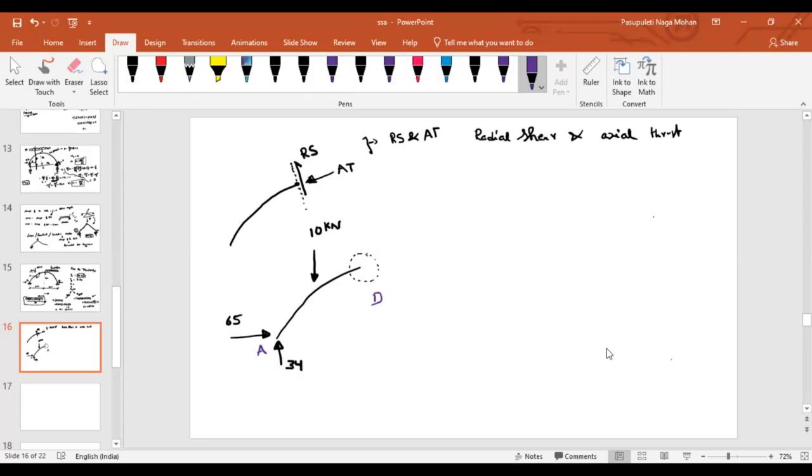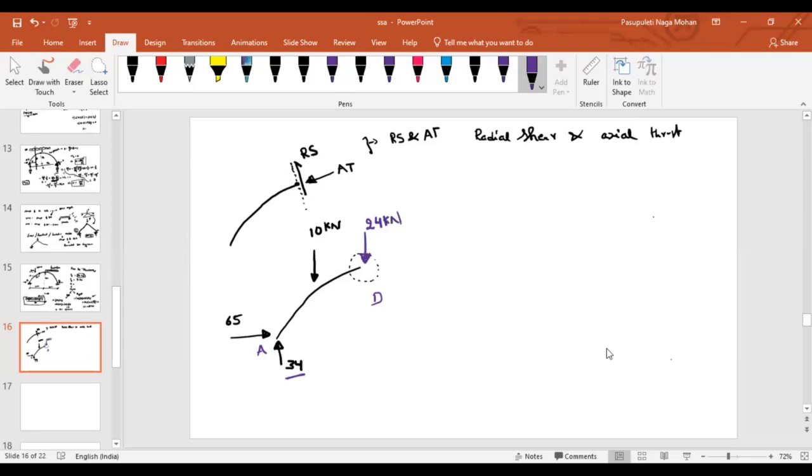At D, can you tell me what can be the vertical reaction that is possible at D? Look into the total vertical forces. Total, how much vertical force is there? 34 at A vertical, 10 kilonewton downward. How can I balance this? 34 is upward, so the remaining will be downward. What is the magnitude? 24 kilonewton.